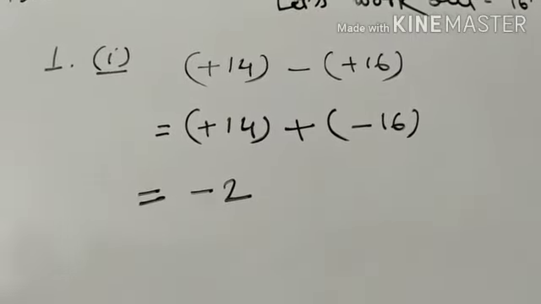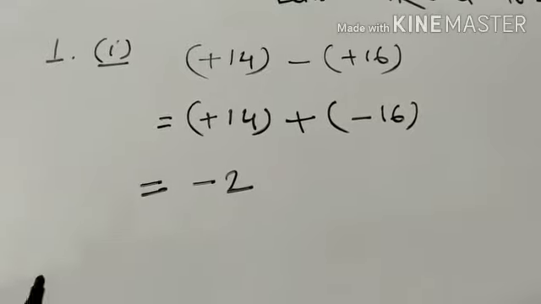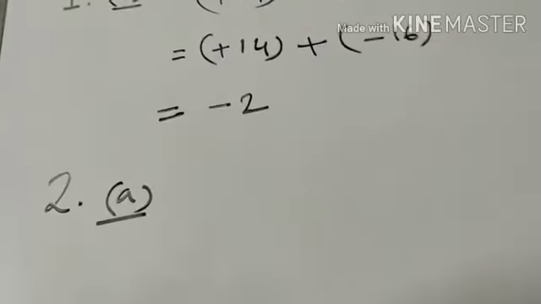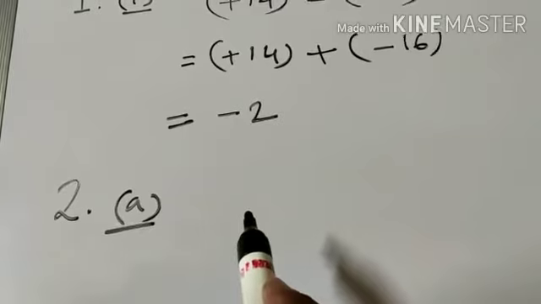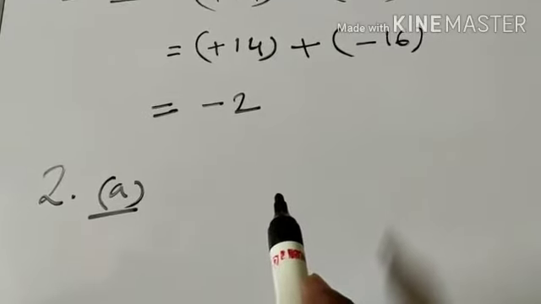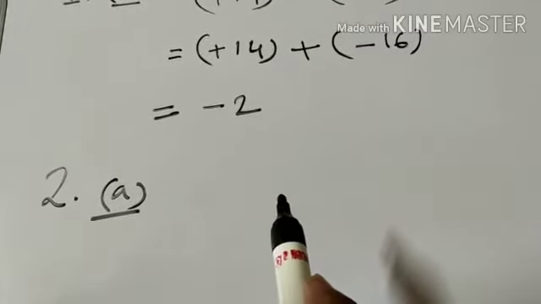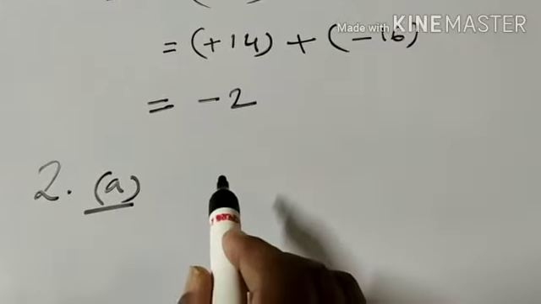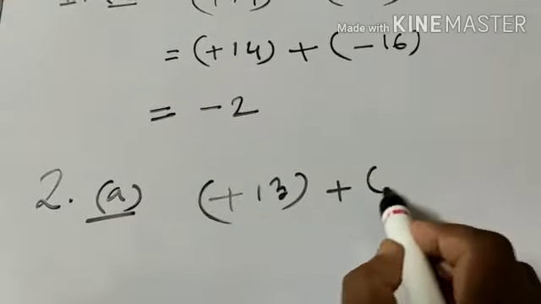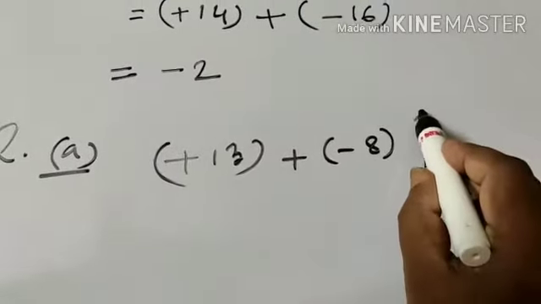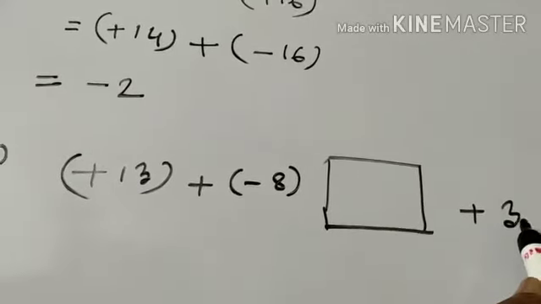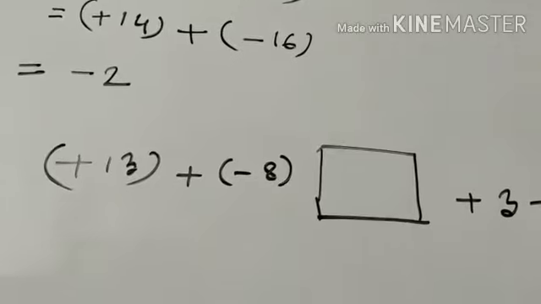Next, question number A of part 2. Here the question is, let's put greater than, less than symbol or equals to in the respective blank space. Here the question is, plus 13 plus of minus 8, box, plus 3 minus of minus 2.